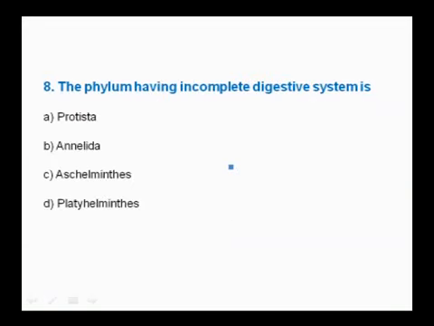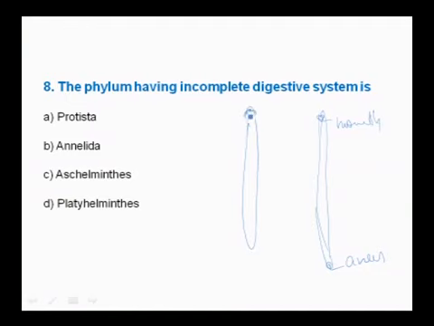Now let us see the phylum having incomplete digestive system. What is the meaning of incomplete digestive system? If the gut, or the alimentary canal, has 2 openings, that is mouth and anus, the digestive system is said to be a complete digestive system. But here we have to find an incomplete digestive system, where the digestive system has only 1 opening. The opening acts as both mouth and anus.